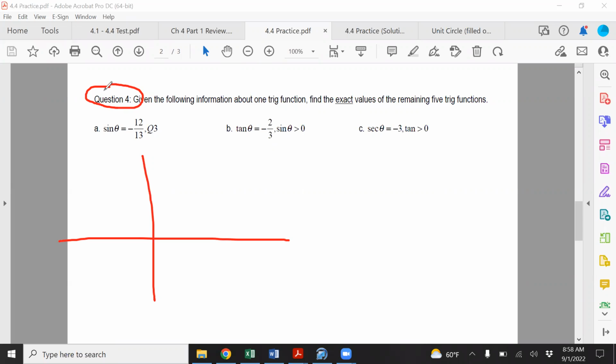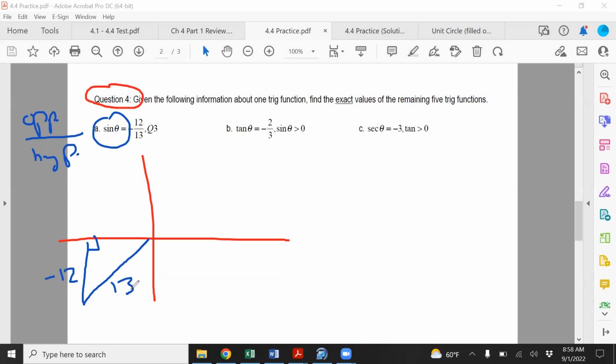All right. Question 4. You're told what quadrant you're in. You're told you're in Q3. So you're going to draw a triangle like this. Now, sine is opposite over hypotenuse. I'm going to make this negative 12 and make that 13. Why did I do that? Because if this is your angle, negative 12 is your opposite side, and 13 is, of course, the radius.